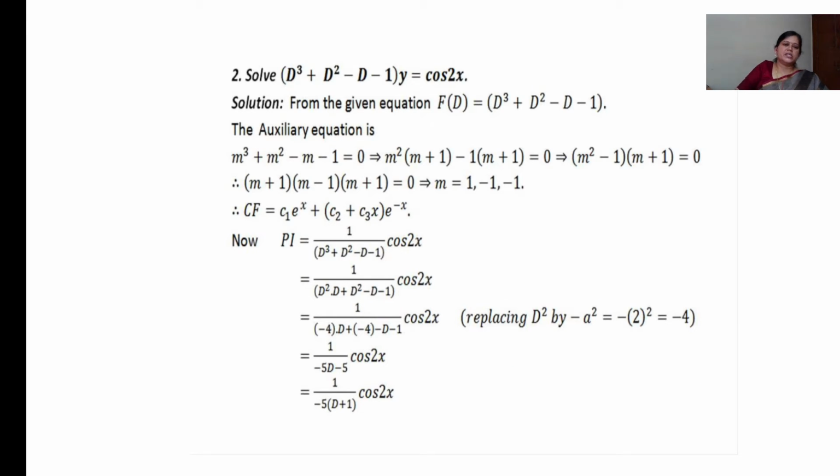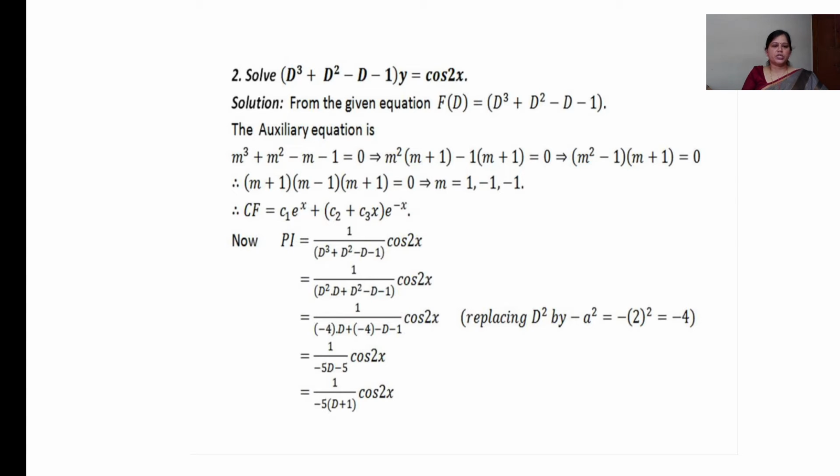The next example is solve D cube plus D square minus D minus 1 into y is equal to cos 2x. Now f of D into y is equal to f of x form is given directly. So from that f of D is D cube plus D square minus D minus 1. So from that the auxiliary equation is m cube plus m square minus m minus 1 is equal to 0. So here there is no need of the synthetic division method. Even though we have a cubic equation, no need of synthetic division because factorization is easy here.